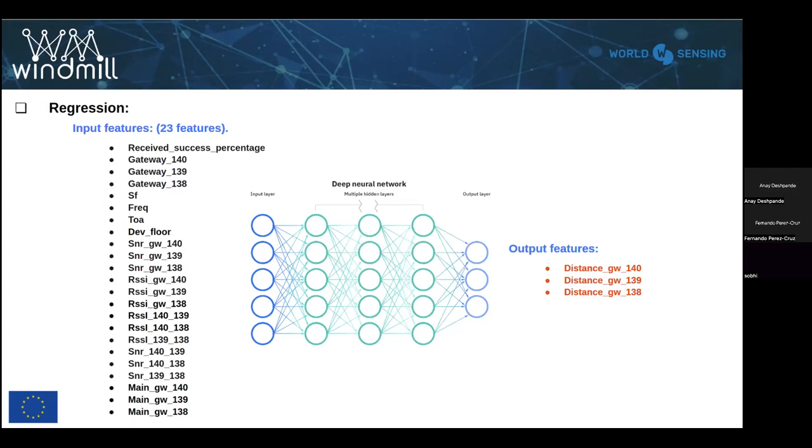So every time we receive all of this metadata, we already know the distance for this device. So we just build a regressor that, whenever I give it this metadata, tells me an estimate of the distance for this sensor to each gateway.